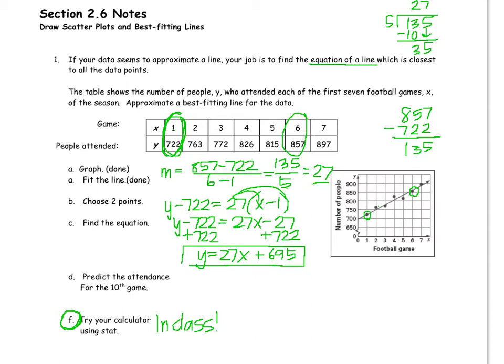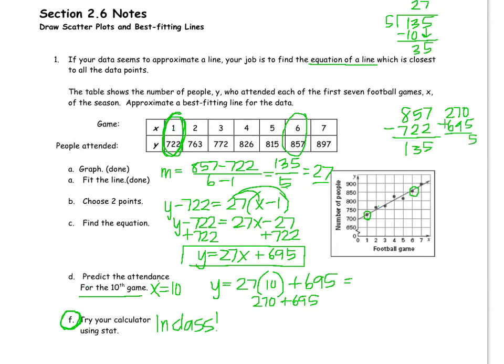Now if I use my equation to predict the attendance for the 10th game, that's telling me to make x 10. So I take 27 times 10, which is 270, and add it to 695. 270 plus 695. 5 plus 0 is 5, 9 and 7 is 16, 8, 9. I get 965 people attending the football game.